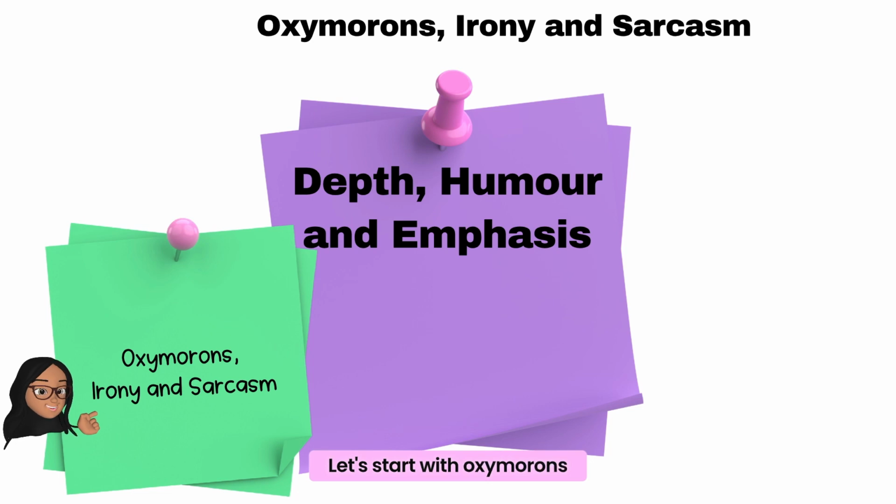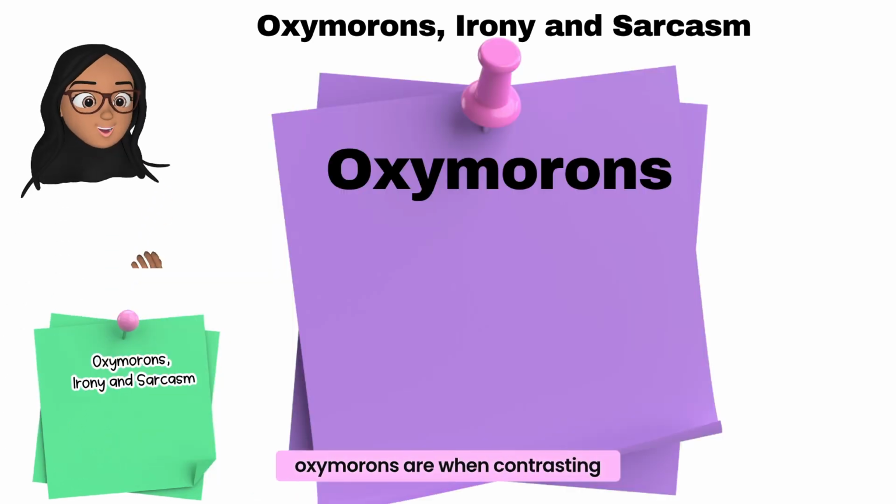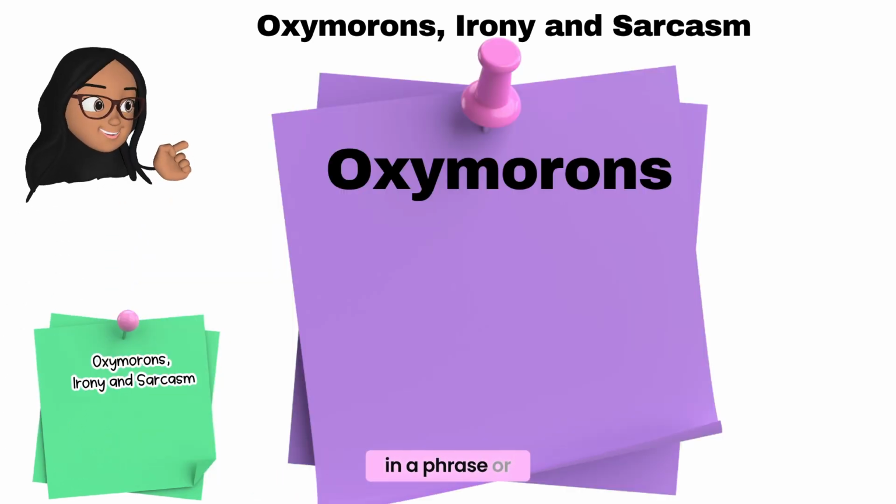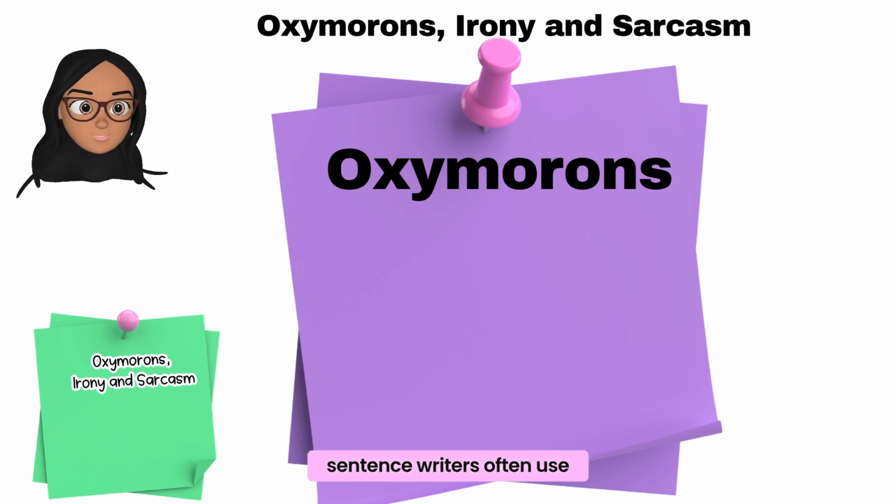Let's start with oxymorons. Oxymorons are when contrasting ideas are put together in a phrase or sentence. Writers often use oxymorons to emphasize something or create a unique effect. One famous writer who made excellent use of oxymorons is none other than William Shakespeare.